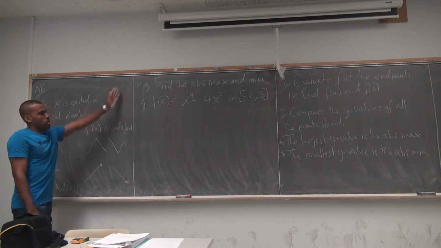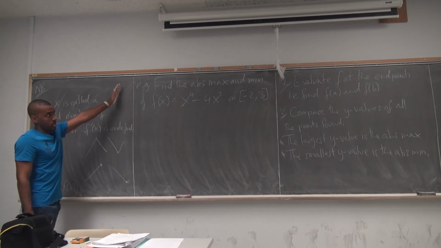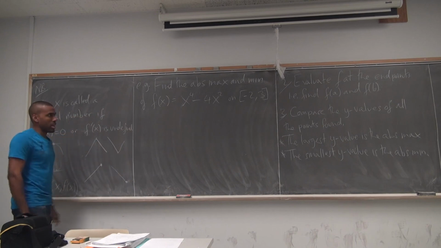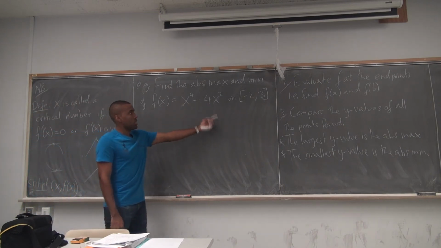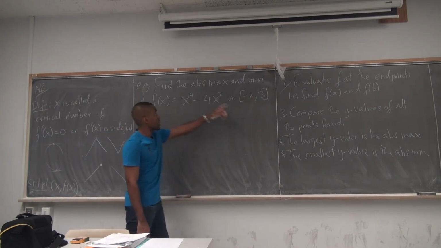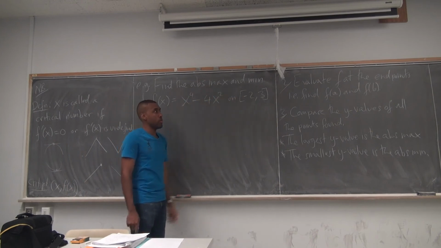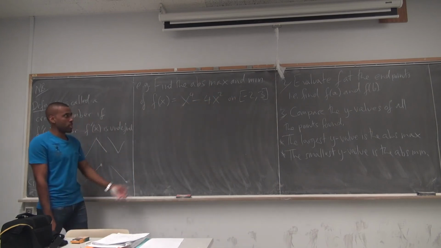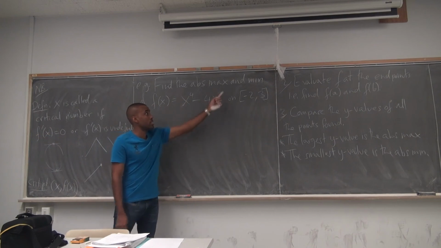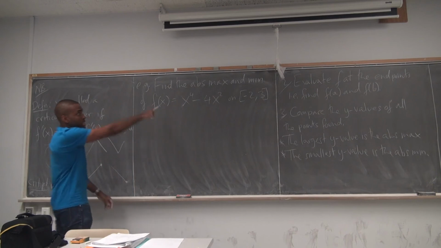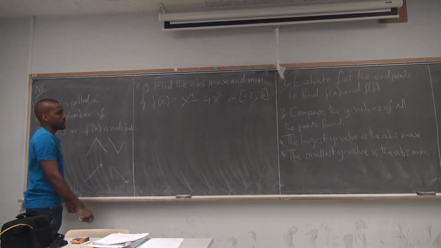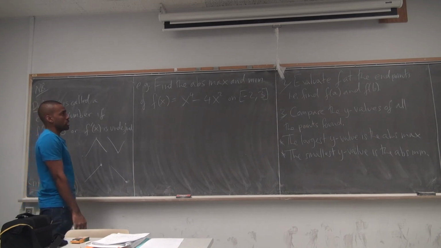A problem like this will show up on the test and on the final. It'll usually be like part A of a problem. You're just going to be given a function and a closed interval, and you're going to be asked to find the absolute maximum or minimum on that interval. The extreme value theorem says we are guaranteed to be able to find these if the function is continuous. This is a polynomial, so it's continuous. So I know these points actually exist, and now I want to find them. We're going to use the closed interval method.